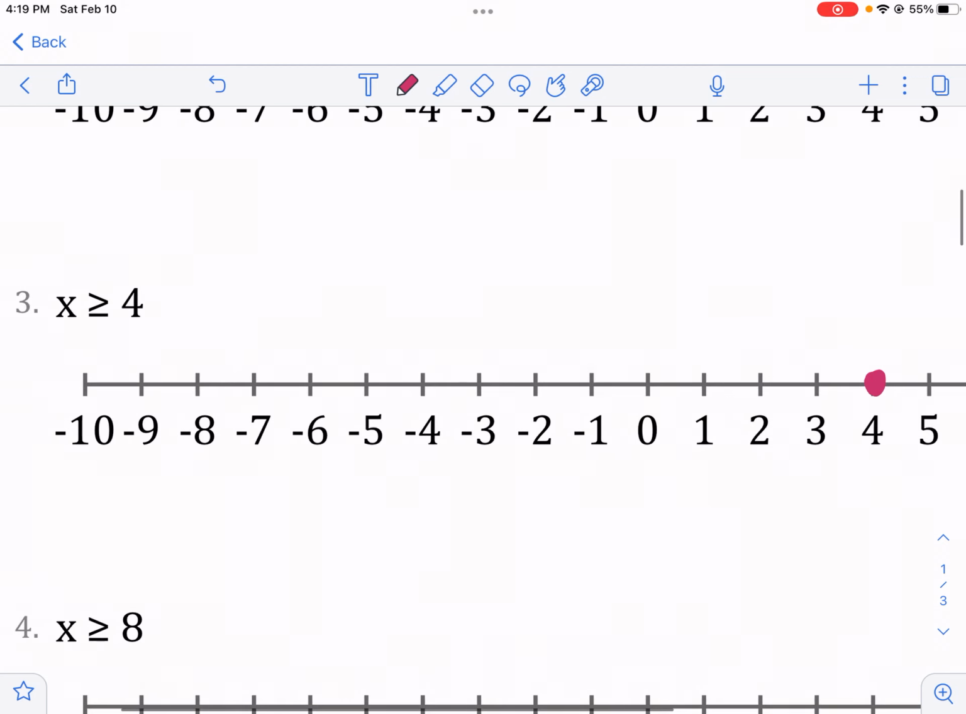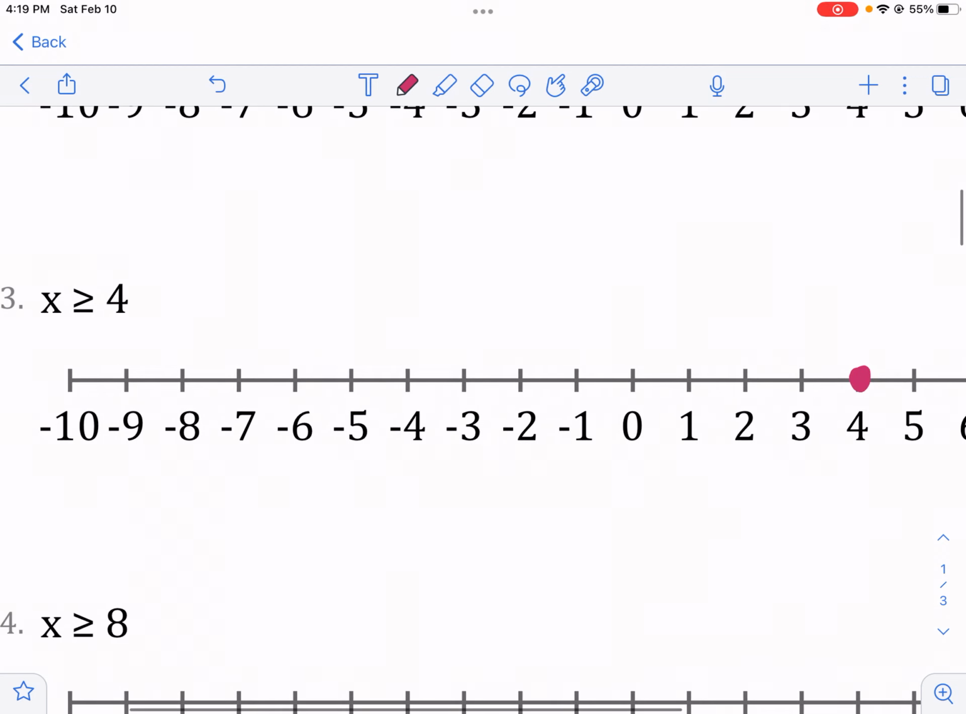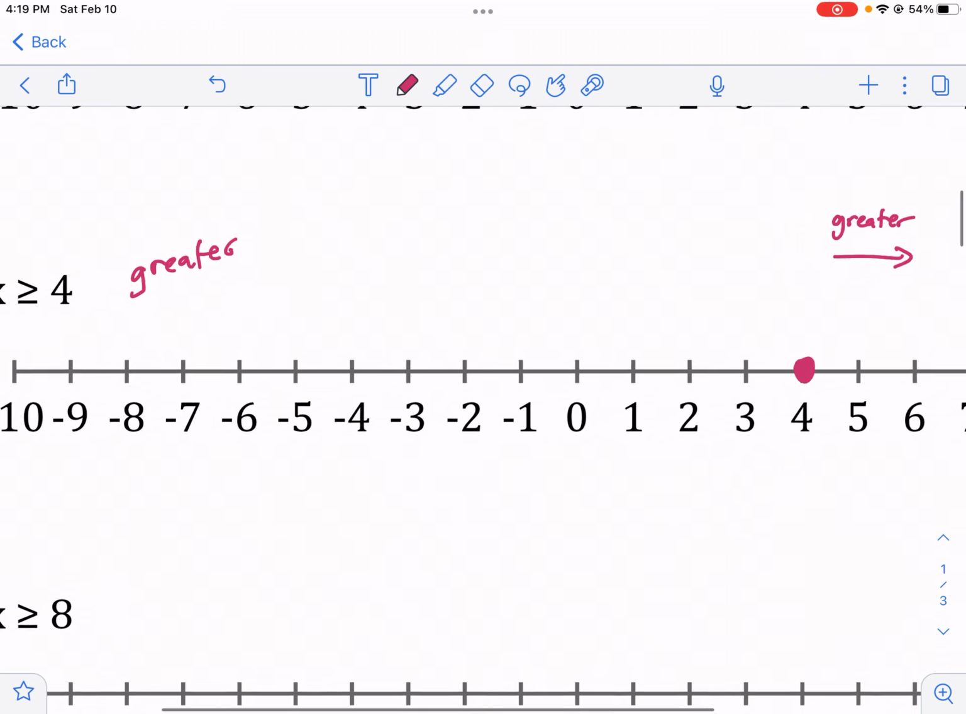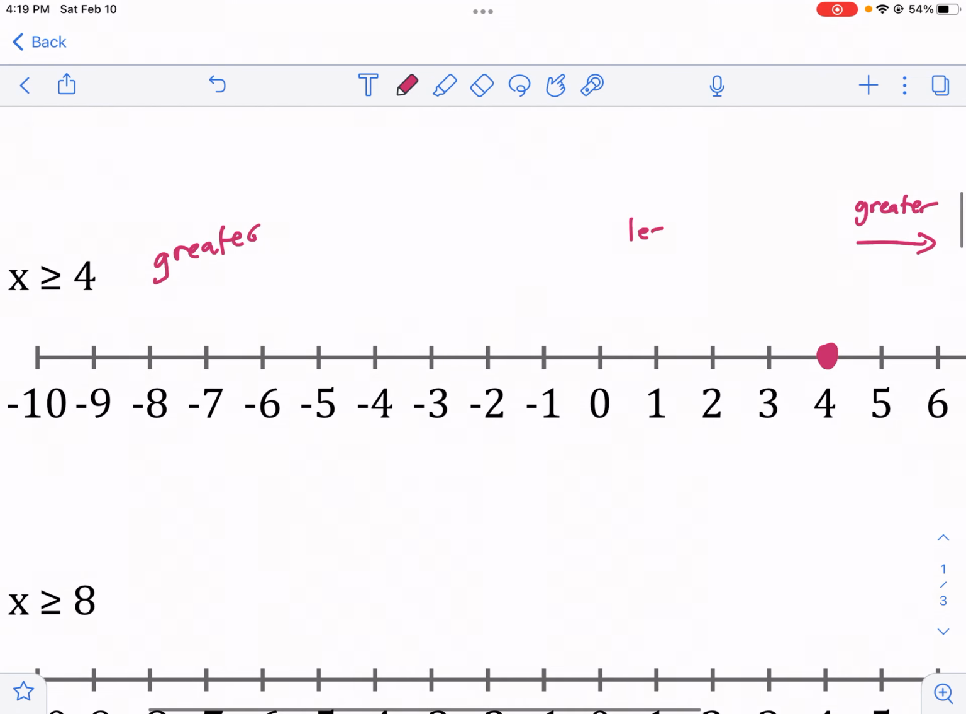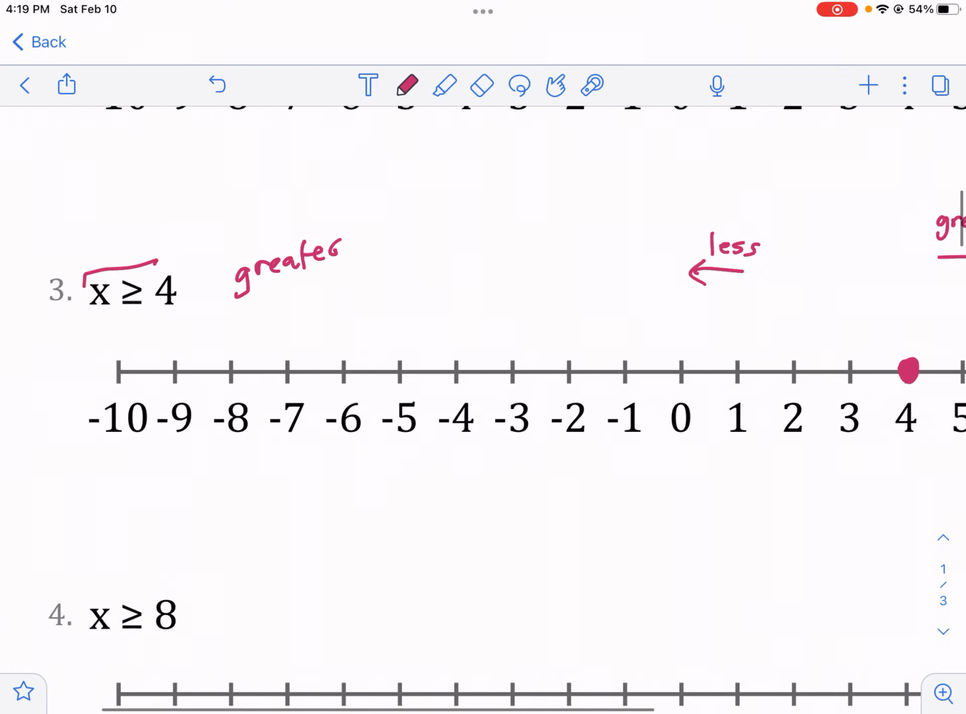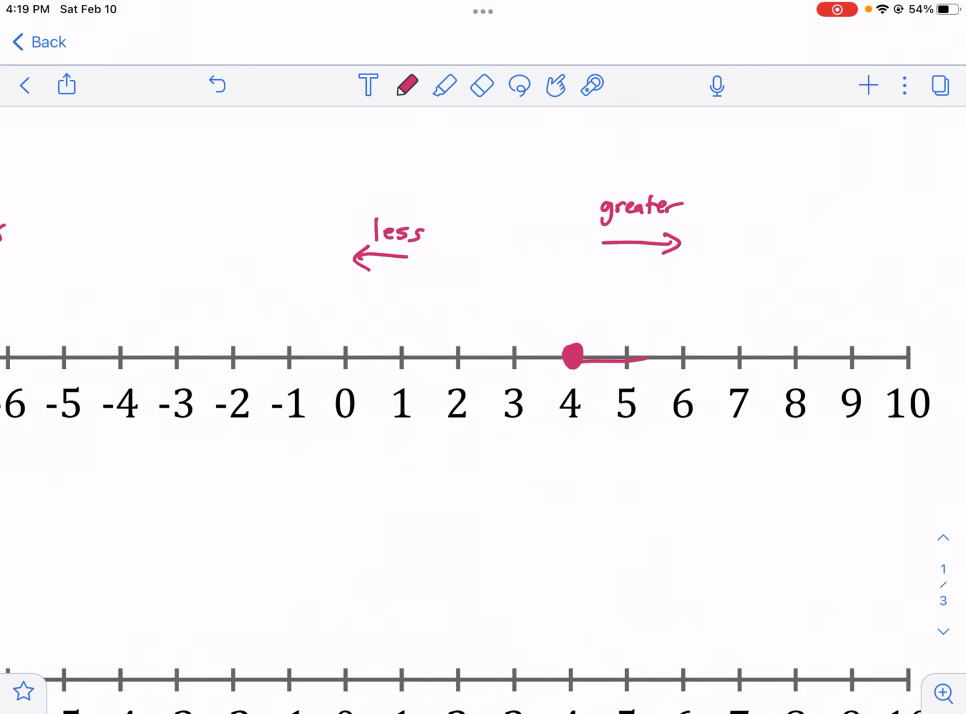With this one, you want to think, okay, what are the values greater? If we're thinking of values greater than 4, that means we're going to the right, okay? So right is greater than, and less is to the left. Any values that are less than that number go to the left, greater to the right. We're going to read this as x is greater than or equal to 4. So we want all the values that are bigger than 4.